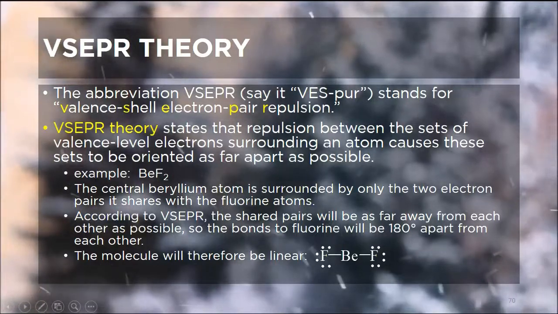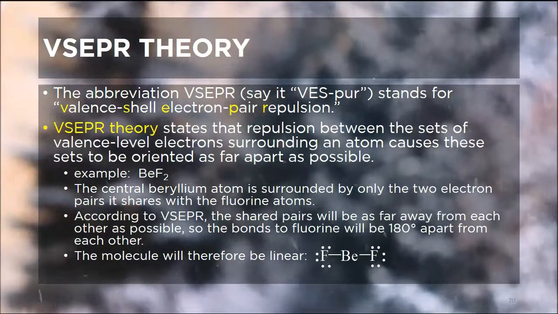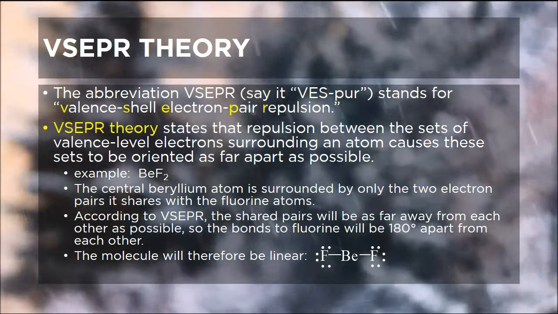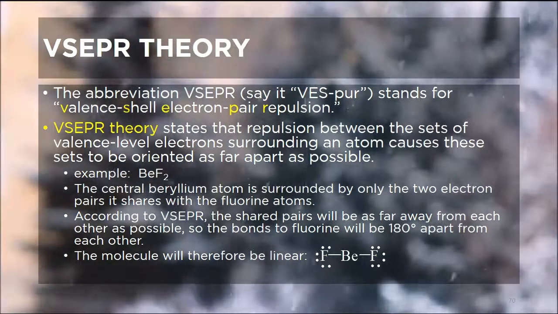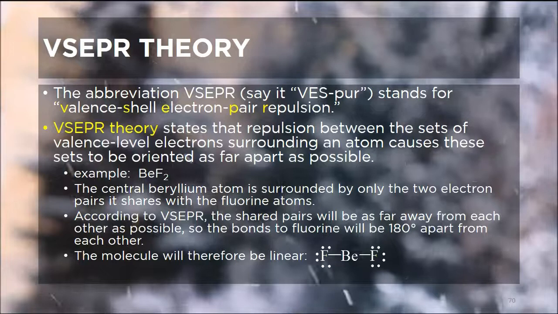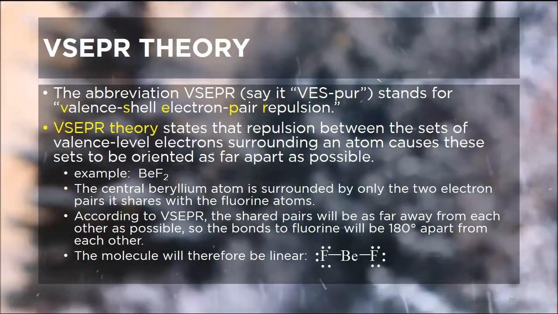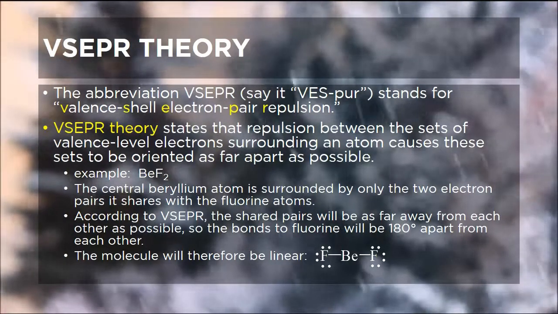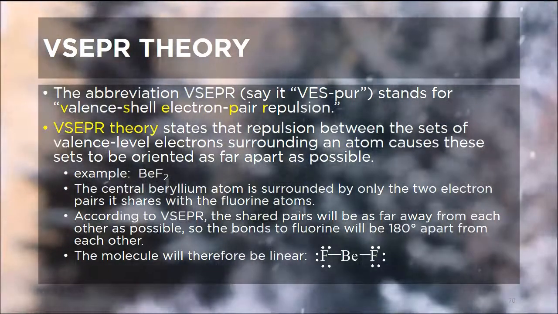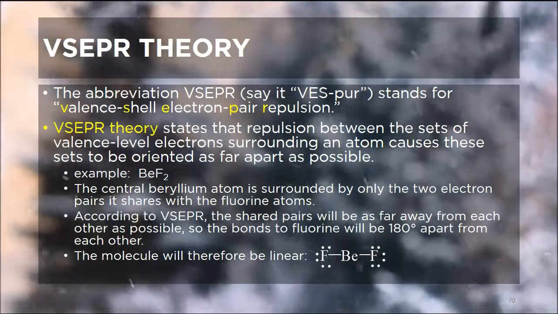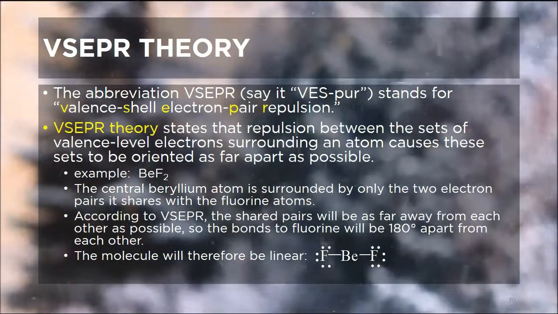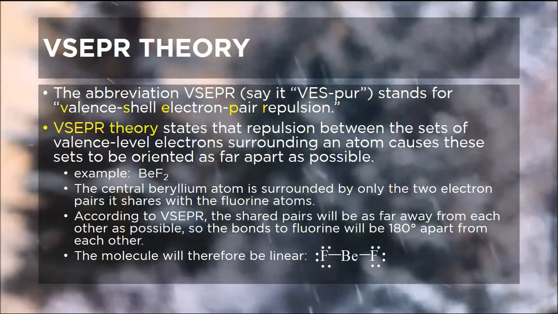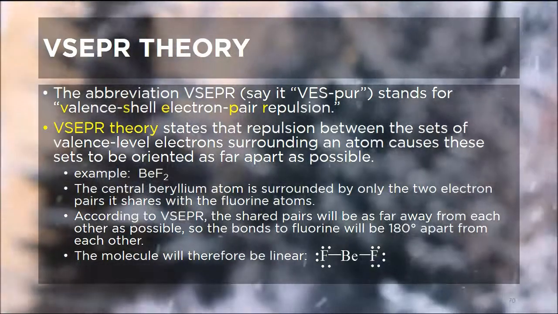So what does VSEPR stand for? It's valence shell electron pair repulsion. And that says that when we have these electrons surrounding an atom, it's going to cause them to want to be as far apart as possible. So like I said, we're going to talk about beryllium today, combined with two fluorine atoms. If beryllium is surrounded by two fluorine atoms, those fluorines on the end want to be as far apart as possible. If you were holding two things that needed to be as far apart as possible, you'd probably hold them out at your sides 180 degrees apart from each other.